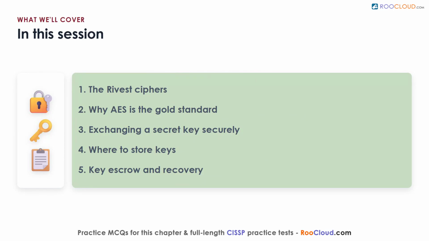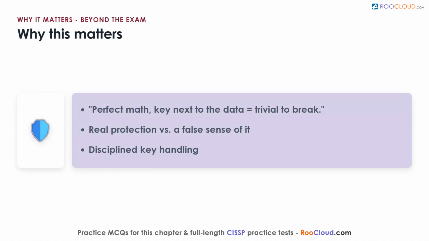We'll answer several questions. What are the Rivest ciphers and where do they stand? Why is the advanced encryption standard the gold standard? How do you exchange a secret key securely? Where should keys be stored, and how does key escrow and recovery work safely? Why does this matter beyond the exam? Because choosing and safeguarding keys is where cryptography usually goes wrong in practice.